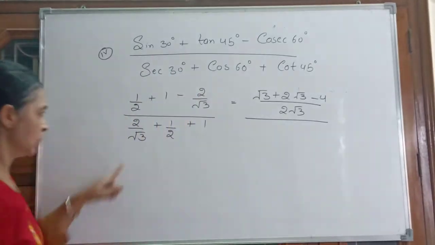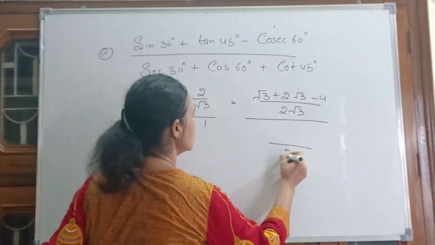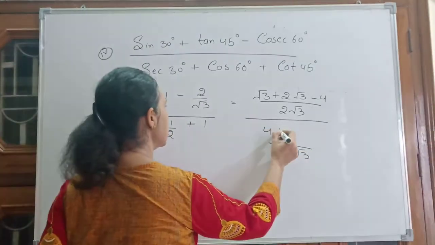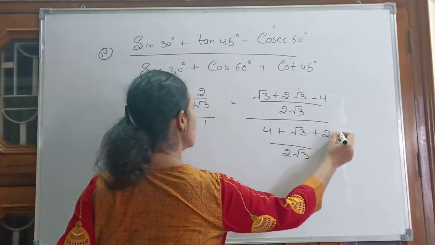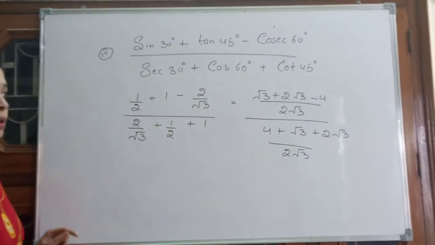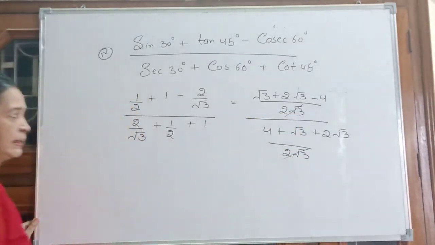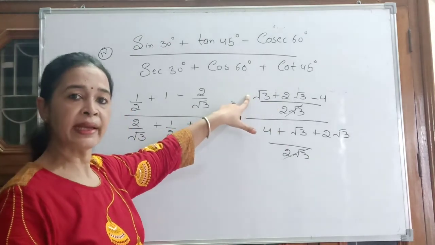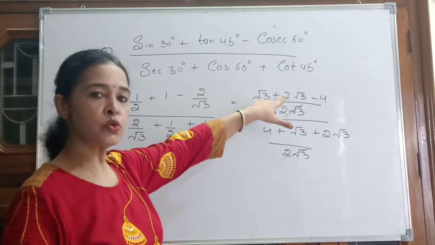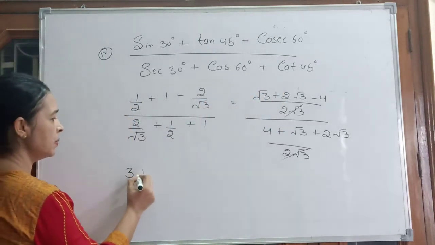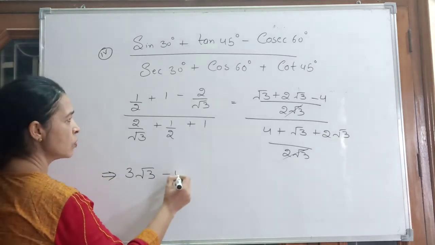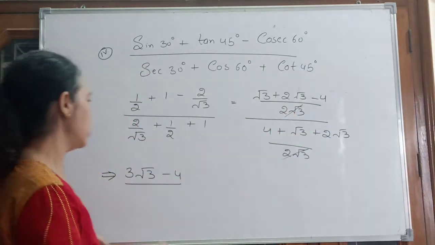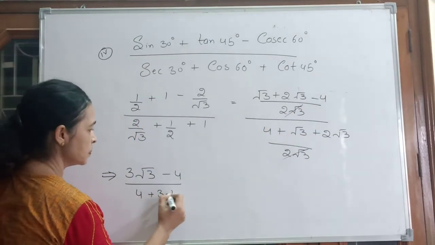upon denominator will be 2 root 3. What will you get? 2 into 2, 4 plus root 3 plus 2 root 3. 2 root 3 and 2 root 3 get cancelled. Now just see students, this is root 3 plus 2 root 3. Root 3 can be written as 1 root 3. 1 root 3 plus 2 root 3 becomes 3 root 3 minus 4 upon 4 plus 3 root 3.